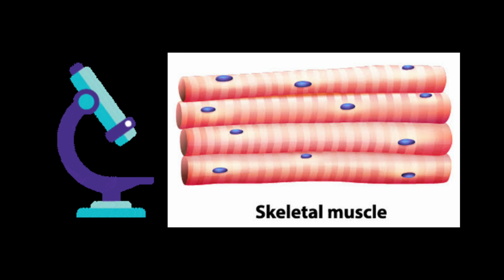If the muscles are stained and observed under the microscope, we find striations. Do you know what are striations? Dark and light bands. Hence these muscles are called striated muscles. These cells are long, cylindrical, unbranched and multinucleated, means having many nuclei.